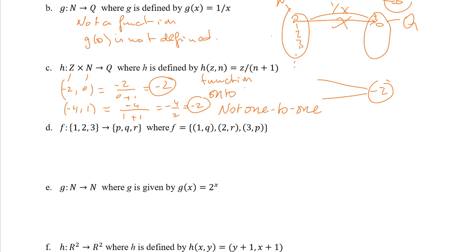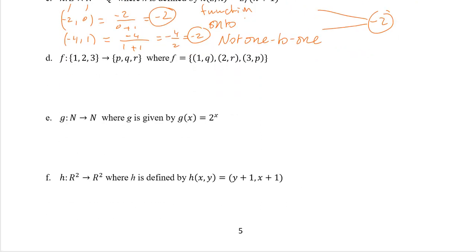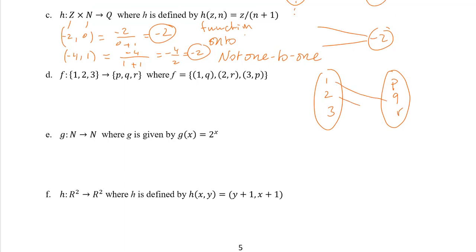Let's see the next example here. So here it is very simple. All I have is a set F which has 1, 2, 3, and then the other set is P, Q, R. So this is the domain and this is the codomain. As you see here, this is a function and it's one-to-one and it's onto.